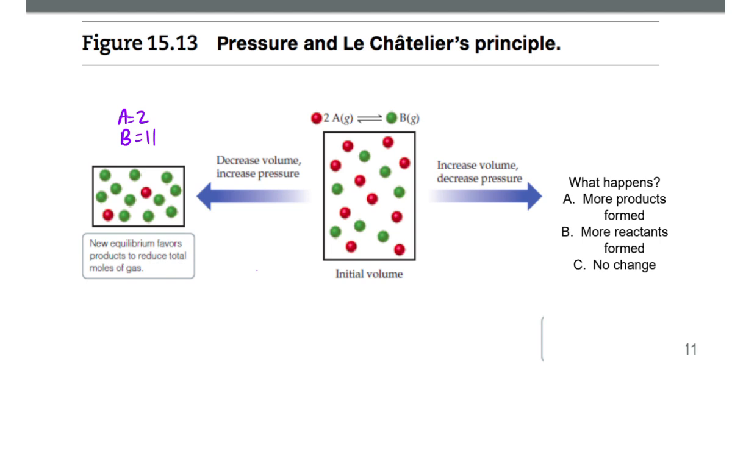Okay, so the other option is what happens if we increase the volume. That decreases the pressure, which is actually going to favor the side with more moles of gas. So we should expect that more reactants are formed in this case. It's just the opposite. If we increase the volume, decrease the pressure, the side with more moles of gas is favored.